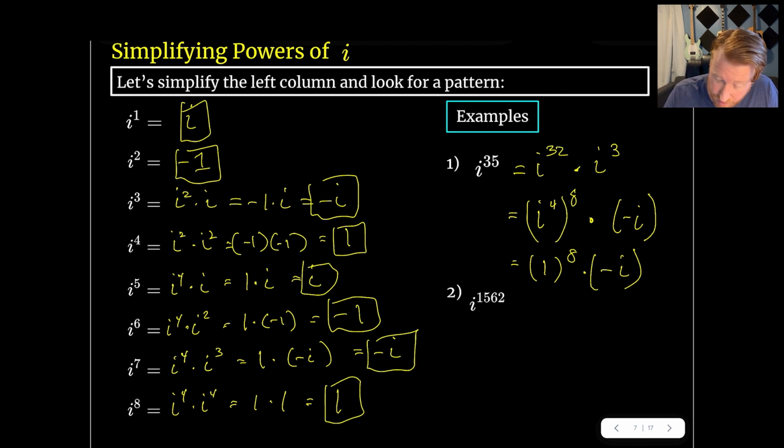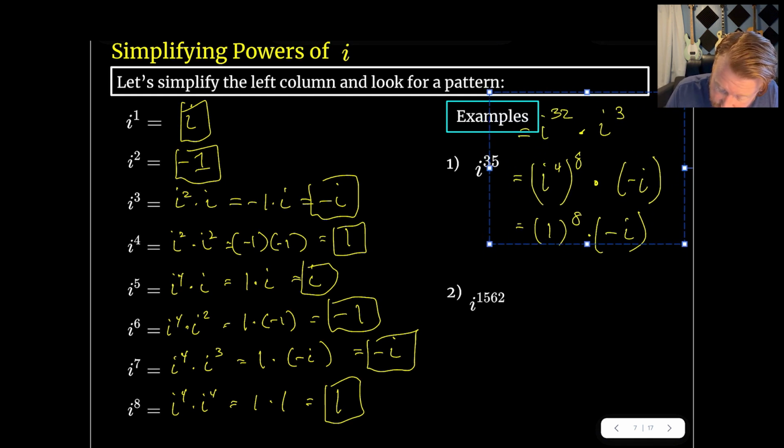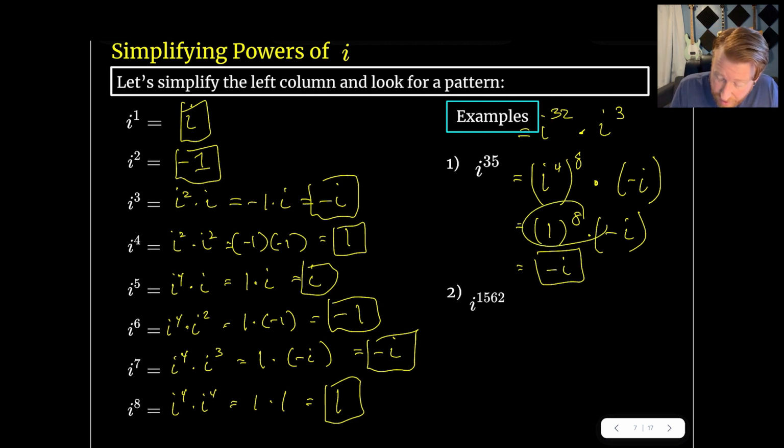So let me scooch this work up here to give myself a little more space. And we end up here with just negative i as our result. So again, 1 to the 8th is just 1. 1 times negative i is negative i. So simplifying here to just negative i. We can do something similar on this next one.